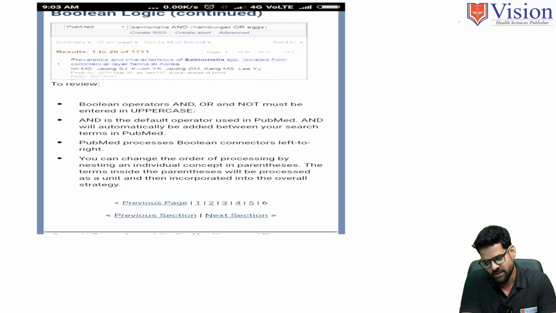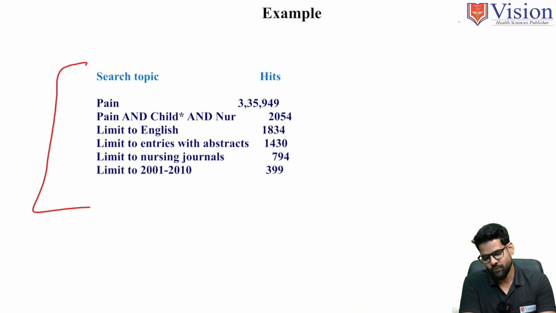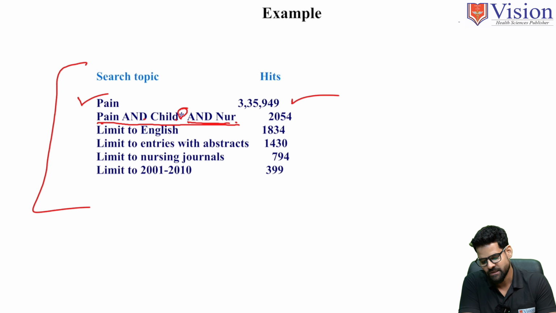If you look at these Boolean operators, what we have used here is, as you can see, salmonella AND hamburger OR egg. Okay, so with that you got these many literatures. If you see the example here, if you write pain, it's a simple search. You got 3,35,949 articles. When you use pain AND child, where you're using this asterisk, everything related to child or children will come there, and nurse, so NU only they have written. So now this is something to narrow the search. As you can see, now these articles were only 2054.